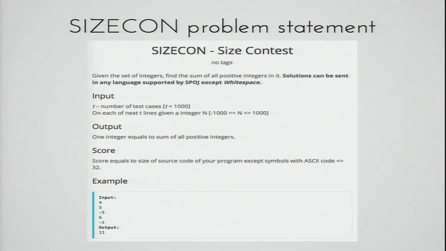Then you have a sample input. If you get 4, it's the number of following numbers that you have to consider. Then 5 minus 5, 6 minus 1, and you have only to sum the positive integers. So 5 plus 6, it's 11. Very easy. This is very easy. Actually, it's not very interesting as a code shortening problem by itself because it's easy.